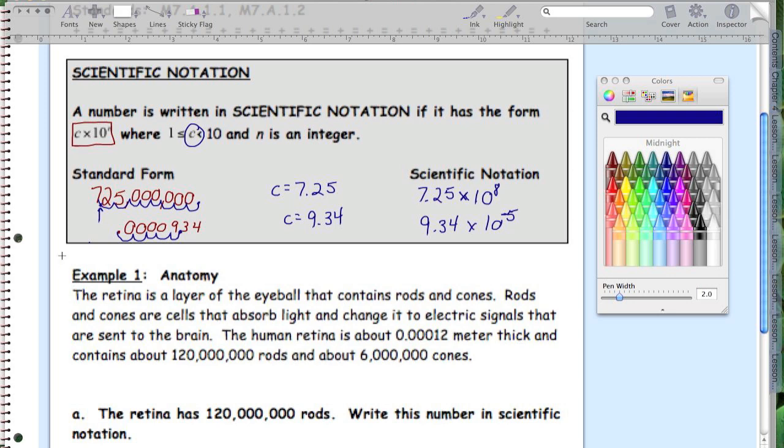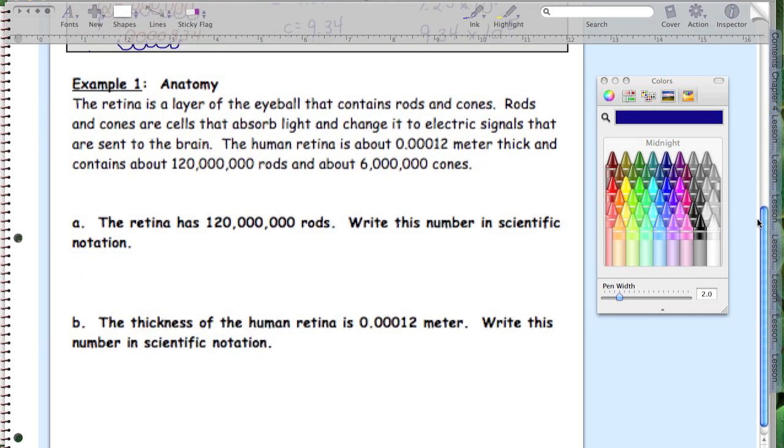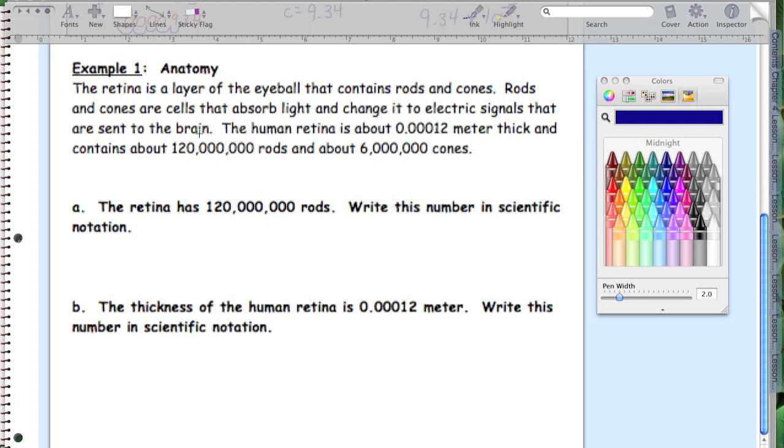All right, the retina is a layer of the eyeball that contains rods and cones. Rods and cones are cells that absorb light and change it to electric signals that are sent to the brain. The human retina is 0.00012 meters thick and contains about 120 million rods and about 6 million cones. I think this is incredible that our eyes can have this much in them, all of our cells and everything that the body's made up with.